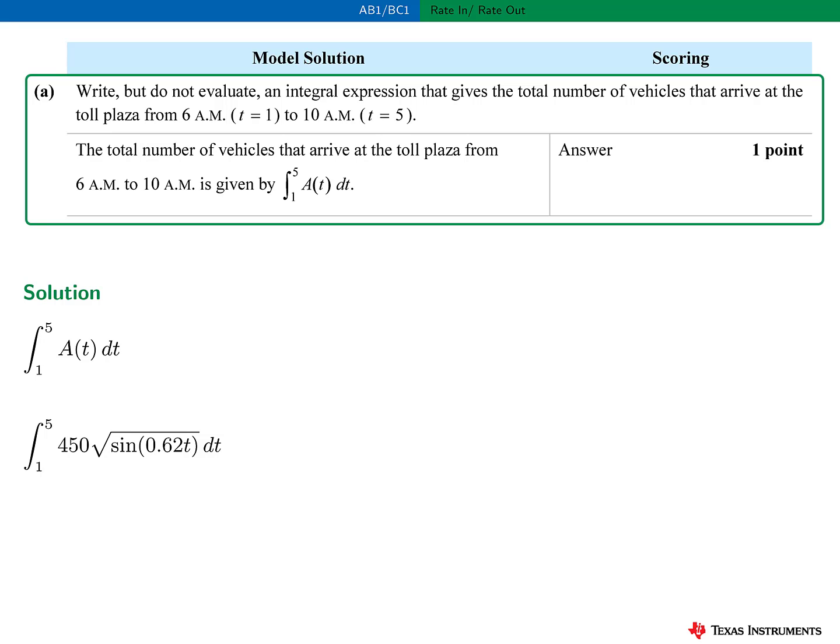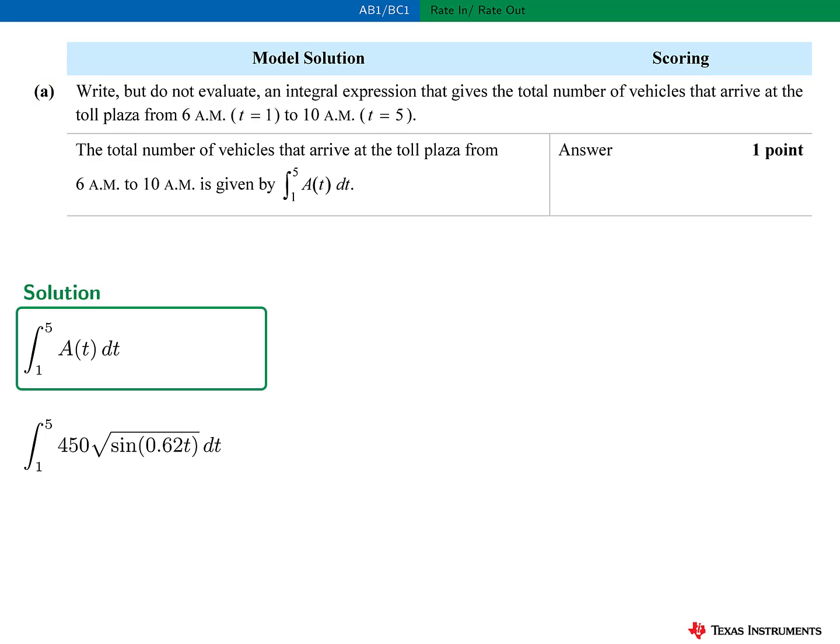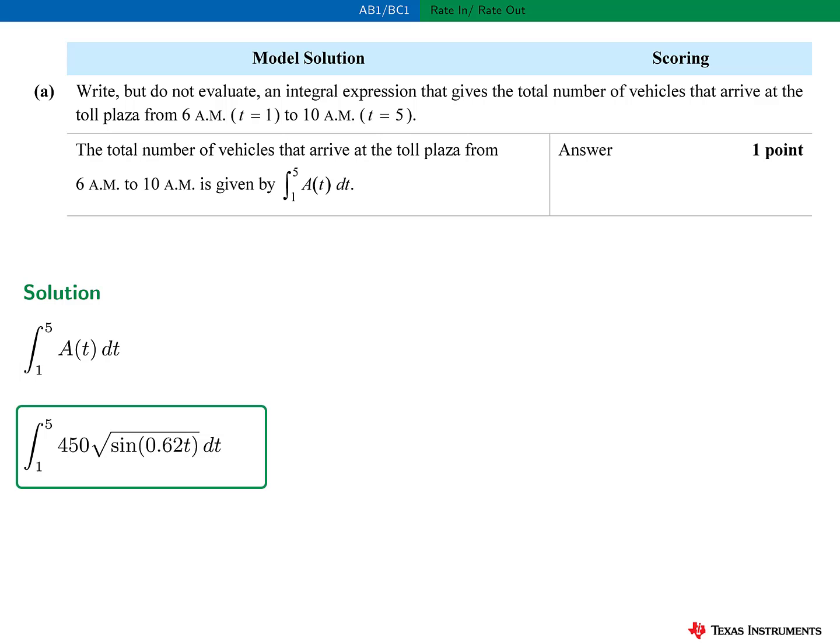In Part A, we need to find an integral expression that, if evaluated, gives the total number of vehicles that arrive at the toll plaza from 6 a.m. to 10 a.m. Part A was worth 1 point. There is no calculation necessary here. The student simply needs to write either this or this integral expression.